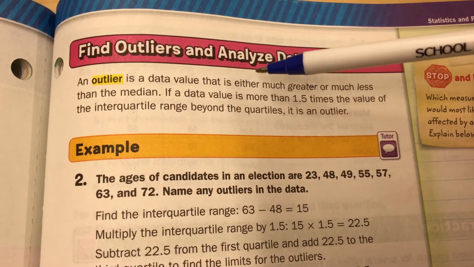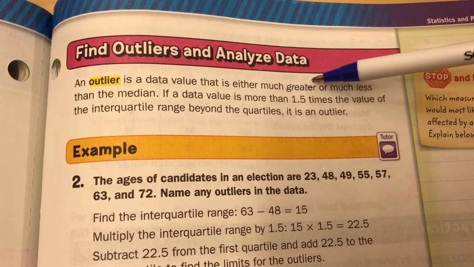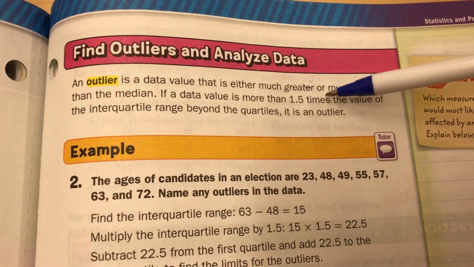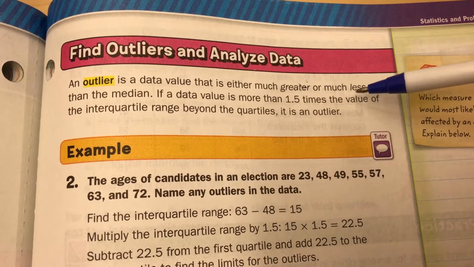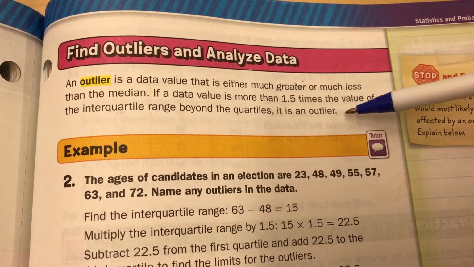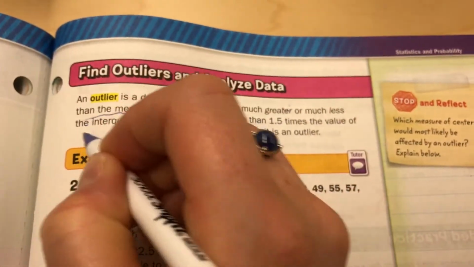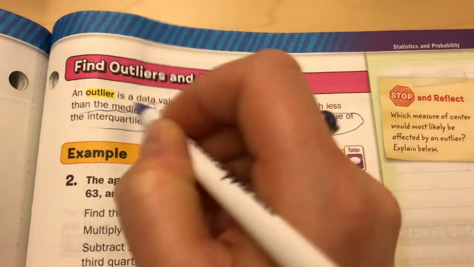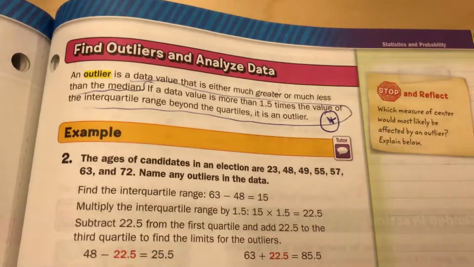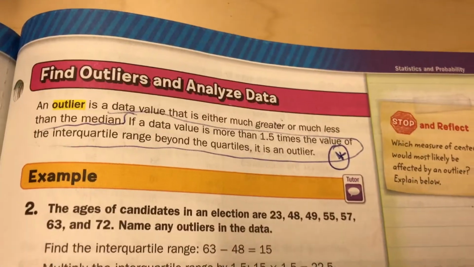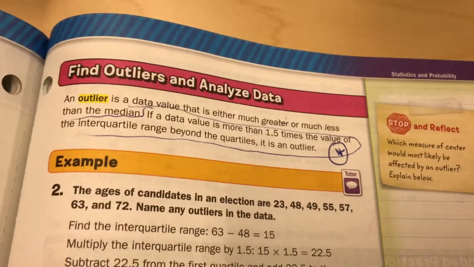An outlier is a data value that is either much greater or much less than the median. If a data value is more than 1.5 times the value of the interquartile range beyond the quartiles, it is an outlier. So this right here is the key. And I want to make a visual picture of this for you. So here's what it means.